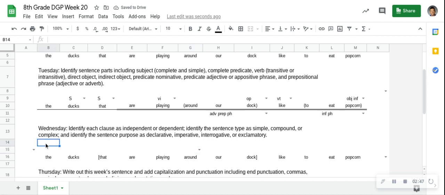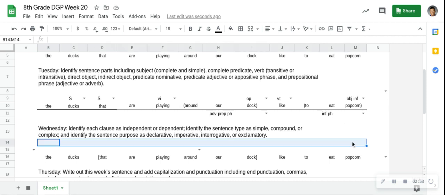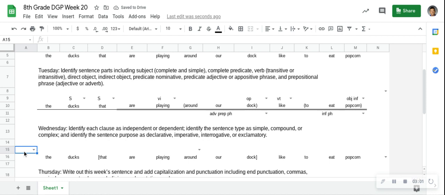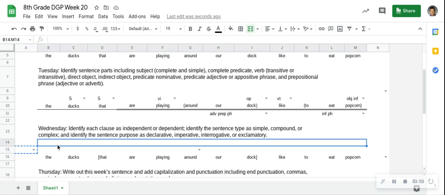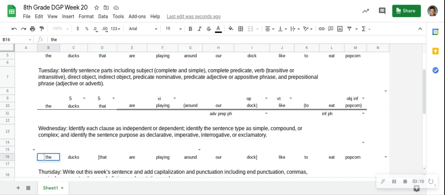And then I'm going to take this, I'm going to highlight all the boxes. I'm going to hit Shift and click all the way down here to popcorn, where our clause ends. I'm going to hit this merge cell. Once I hit just merge cell, now it becomes one big cell. See how the highlight changed? Okay. I'm going to copy. I'm going to paste. Okay. Then I know that my brackets will go from the ducks like to eat popcorn.